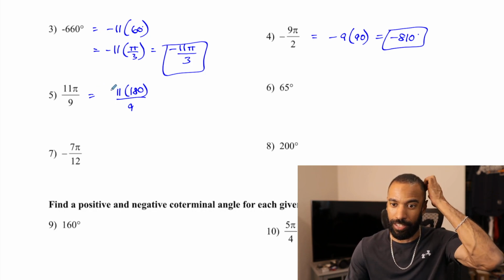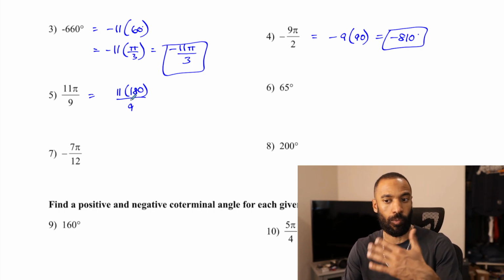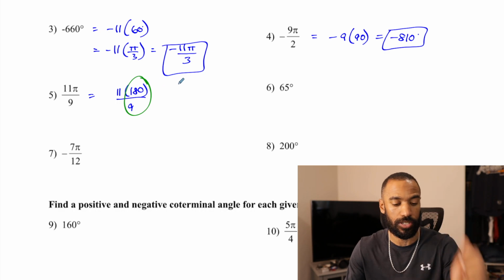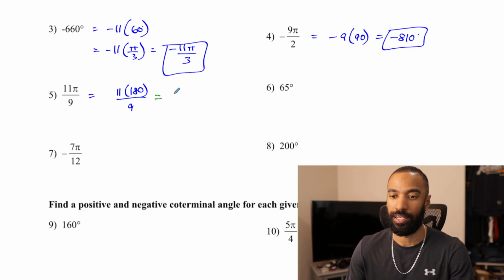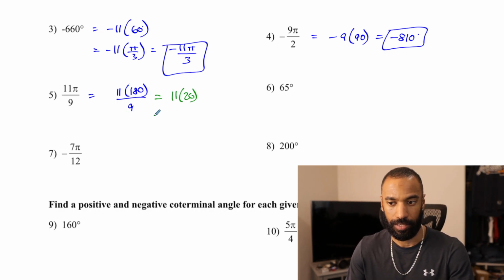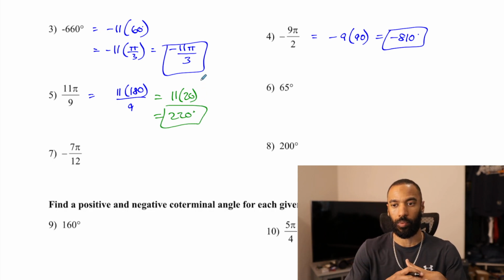So this is more like 11 pi over 9s. It's 11 times 180 over 9s. Let's divide those first. 180 over 9 is 20, and 11 times 20 is 220. Right? That's kind of the faster way to go about that.